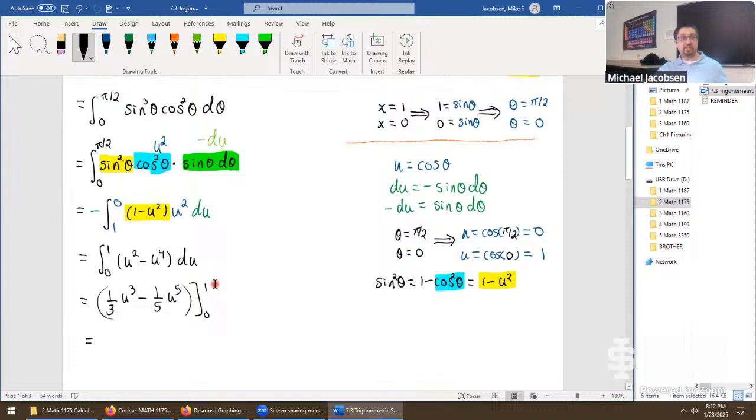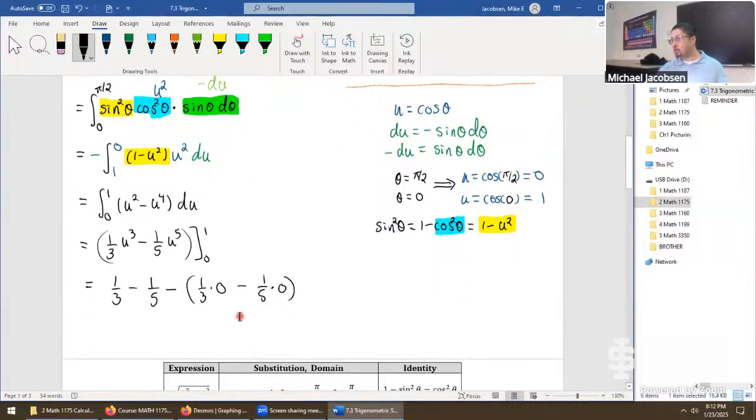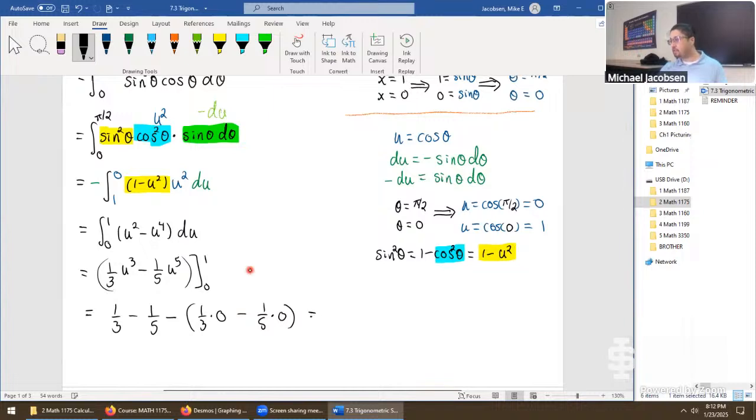All we need now to do is throw in 1 for the upper limit. You would just get 1/3 minus 1/5, subtract 0 for the lower limit. That's just going to give us 1/3 times 0 minus 1/5 times 0. Really, you don't have to write in that at all. We know it's 0. This is more just a paper trail in the notes. So it's just 1/3 minus 1/5.